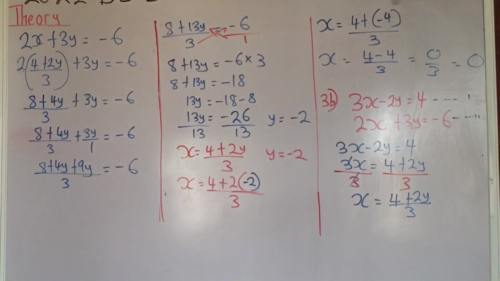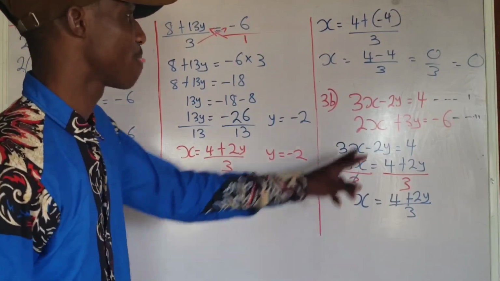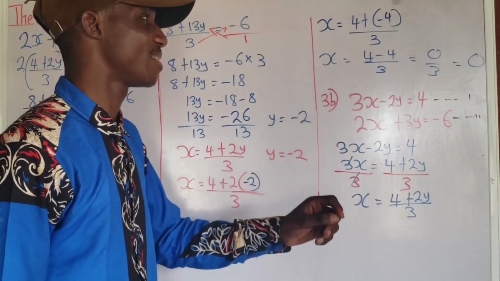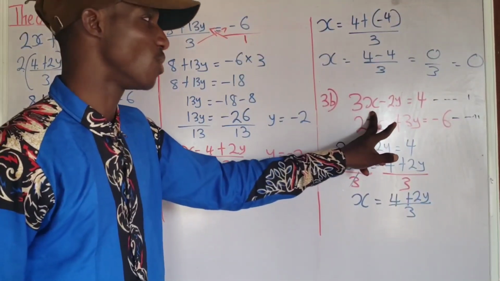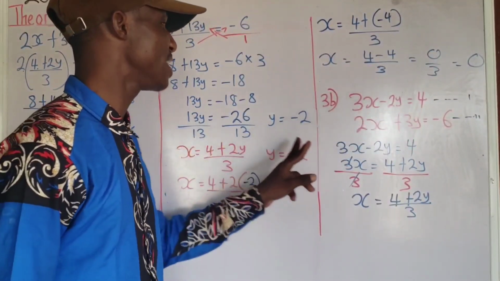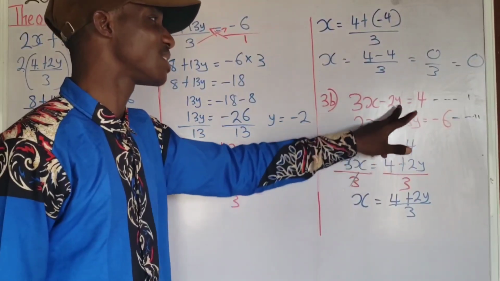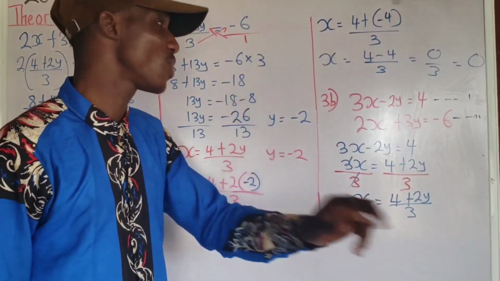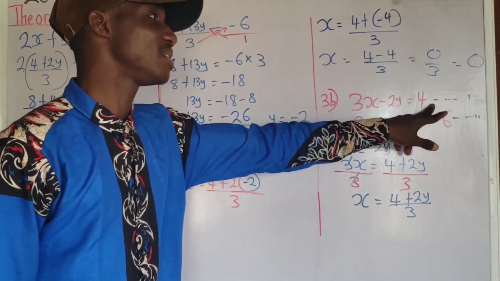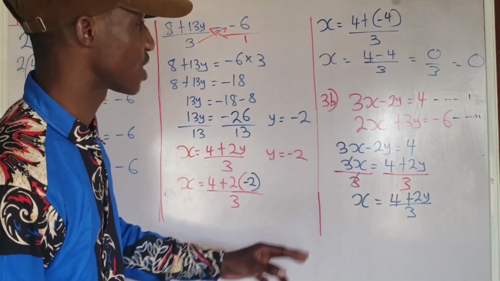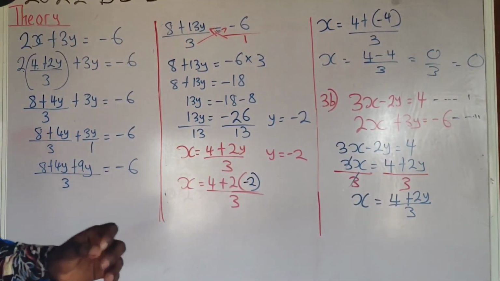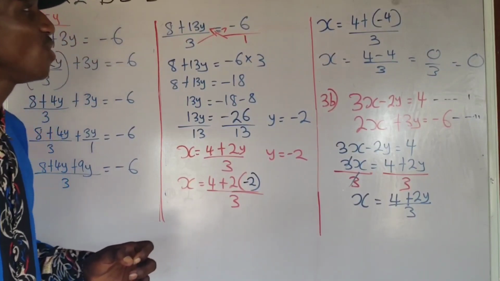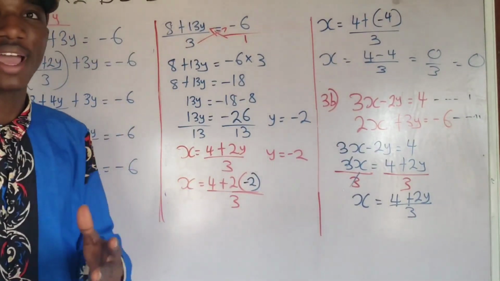Is this correct or not? Let us check if it is correct. We have 3x minus 2y. 3x, when x is 0, I'm going to have 3 times 0, that is 0. Negative 2 times y. y is what? Negative 2. Negative 2 times negative 2, that is what? Positive 4, you understand? So that means that it satisfies the first equation. Let us check for the second equation. When x is 0, do you know what I'm doing at all? I'm testing maybe the value of my x and y are correct, you understand?